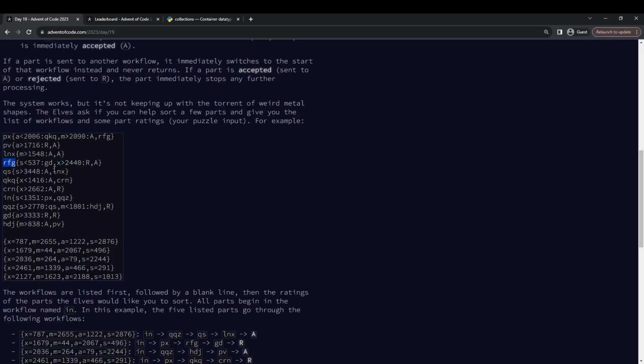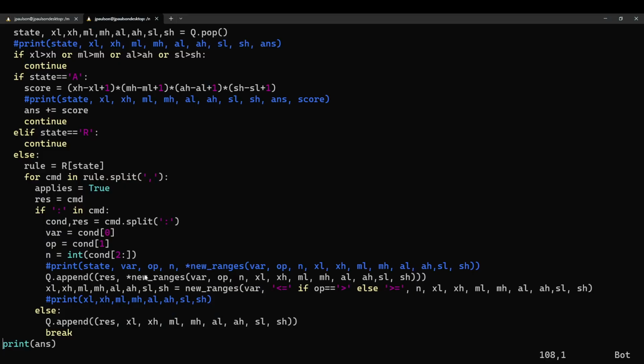Like from RFG, the things that go into R are both they didn't follow this and they did follow this. So there's two conditions. And same for A, right? They didn't follow this and they didn't follow this. So this splits the pieces into three piles according to that. Okay, so how does this work?